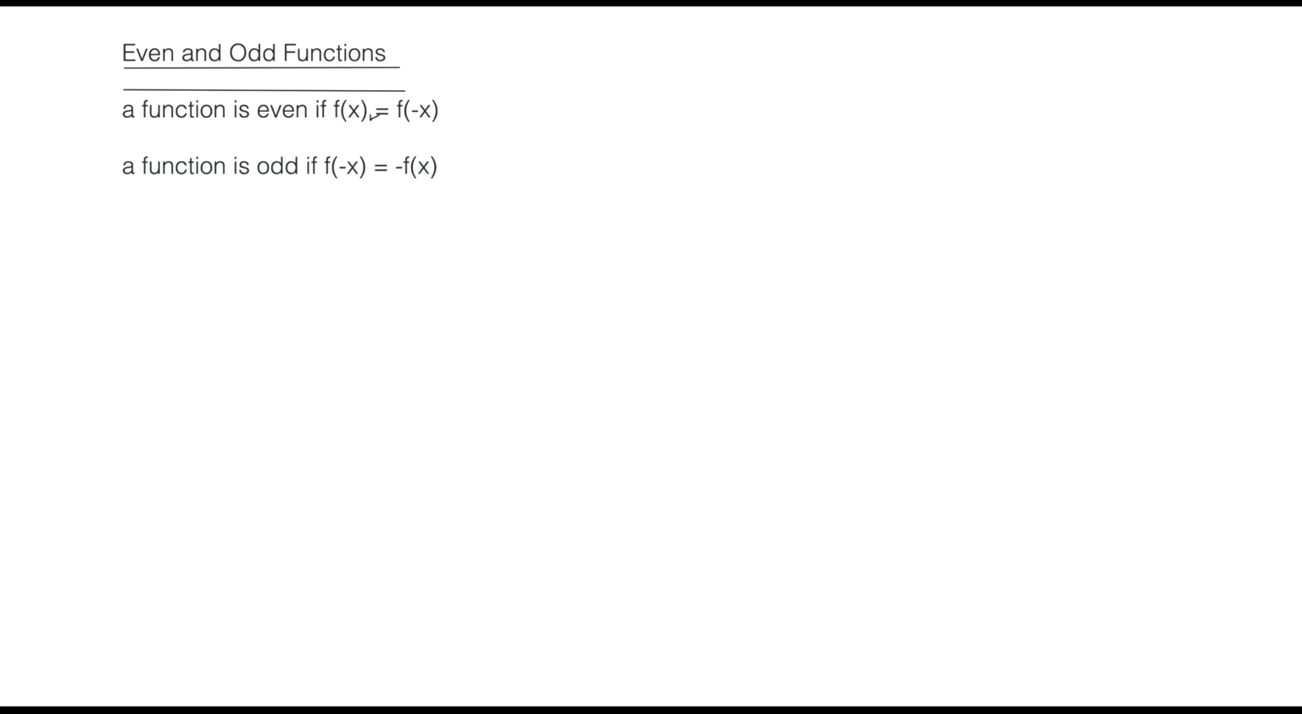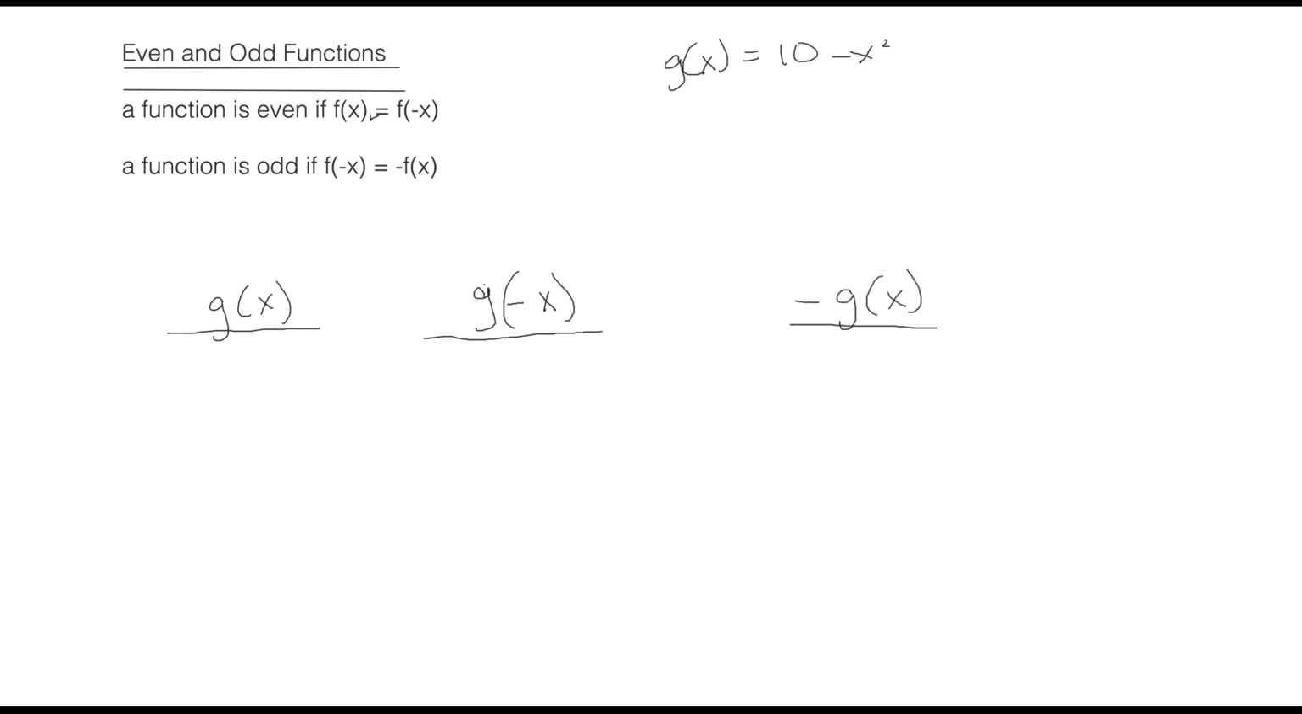Okay, let's try another one. g of x equals 10 minus x squared. Let's try to do it in a table, neat form, and see how that works. g of x, then we have g of minus x. And if that doesn't work, we'll try minus g of x. Okay, this is our original one, g. This is the one that makes it even if they work. And this is the one that makes it odd if the second one and the third one are equal.